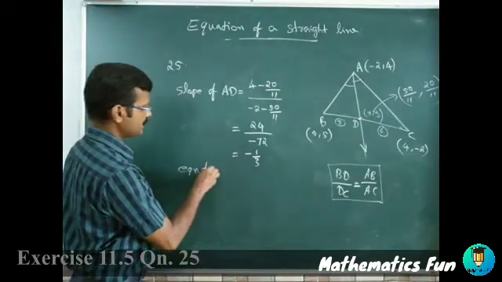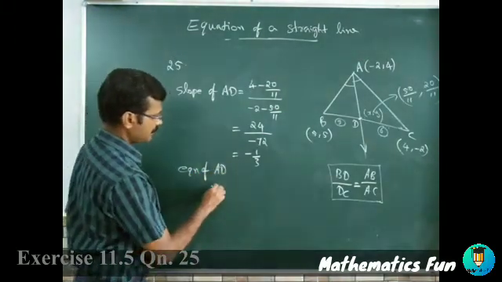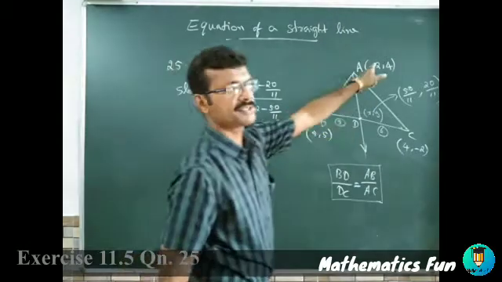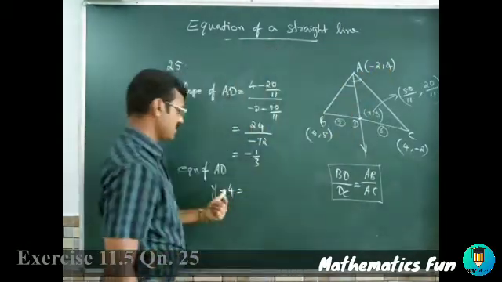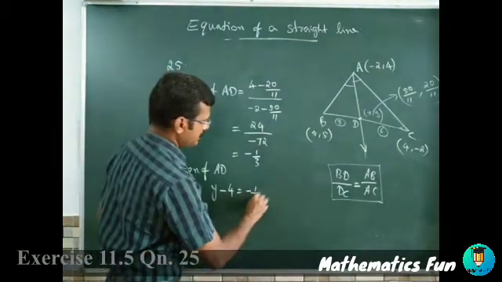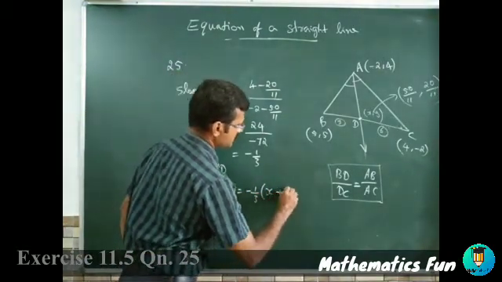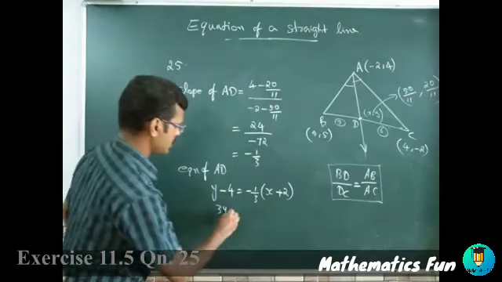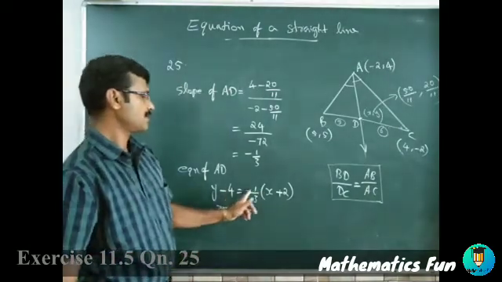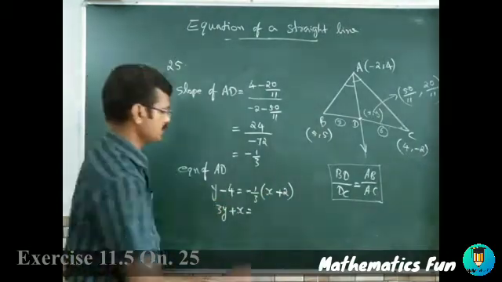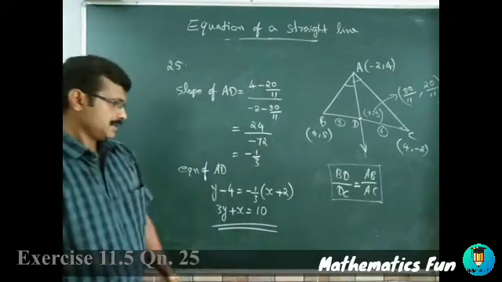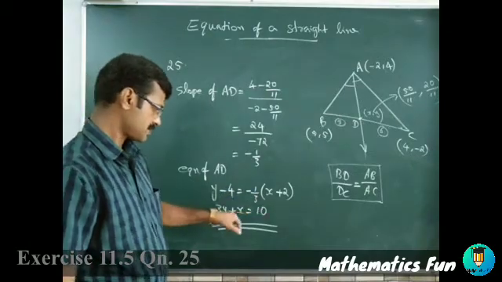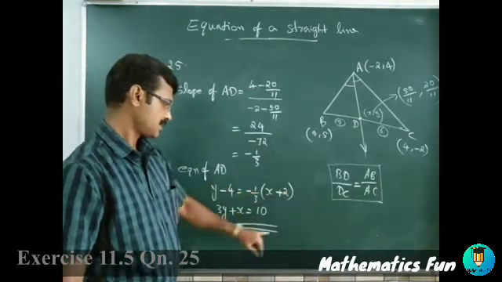Therefore, the equation of AD, that is the angle bisector, is y minus y1. I am using this point A; you can use the other point if you want, but comparatively this is the simpler point, so I am using this. Y minus 4 is equal to m into x minus x1, so it is minus 1 by 3 into x plus 2. If you simplify, 3y minus 12 is equal to minus x minus 2, so x plus 3y minus 12 plus 2, that is x plus 3y minus 10 equals 0. This is the equation of the angle bisector.